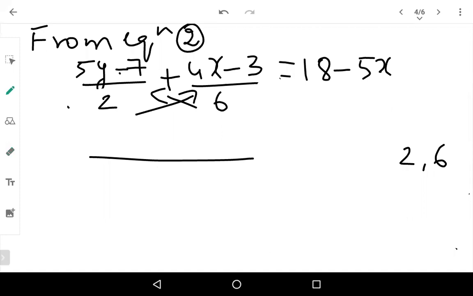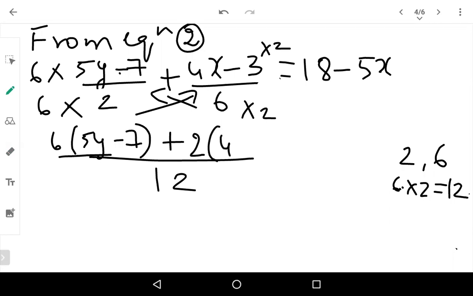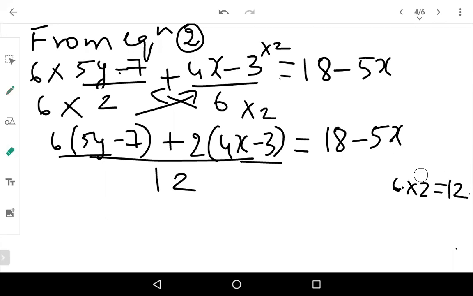Okay. So 6 into 2, 12. Now to get 12, how much should you multiply here? Into 6 and into 6. And this side into 2 and into 2. So 6 twos are 12. For the numerator, what will it become? 6 into 5y minus 7 plus, to the other side, 6 twos are 12. Then above, 2 into 4x minus 3 is equal to 18 minus 5x. Okay, this is your next step.